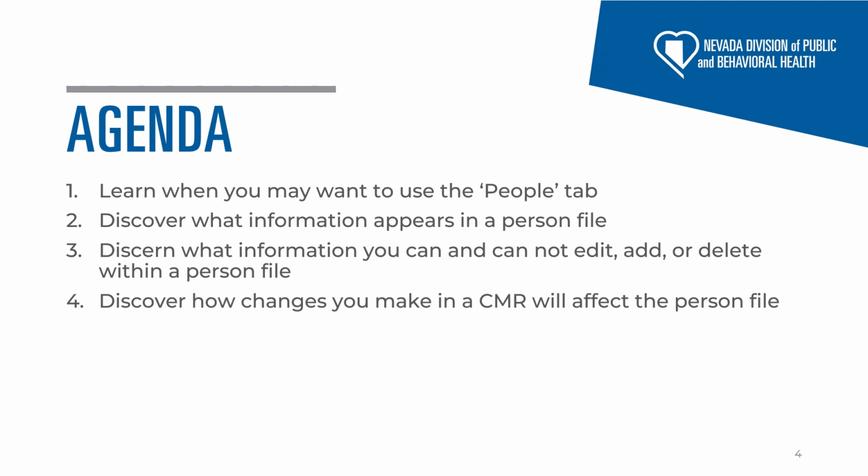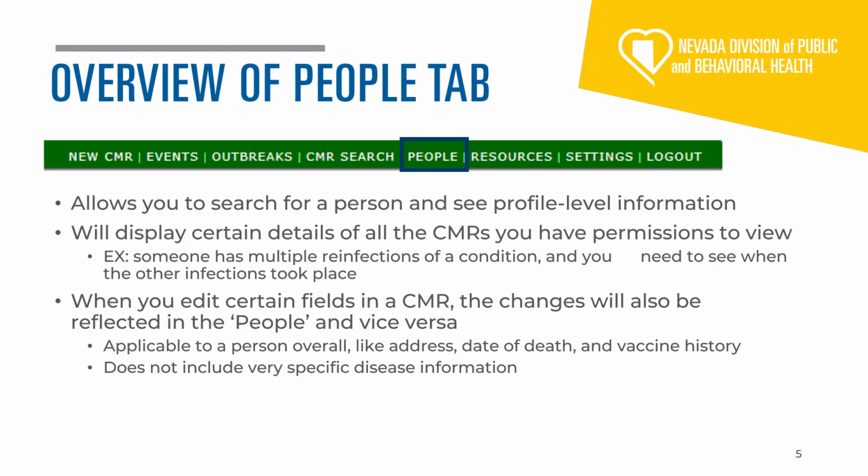The main objectives for this video are for you to learn when you may want to use the People tab. The People tab allows you to search for a person and see profile level information. A person may have several CMRs or events, and the person file will display certain details of all of the CMRs you have permissions to view.